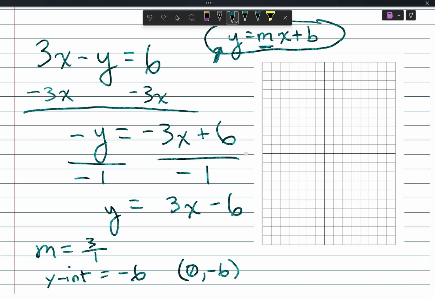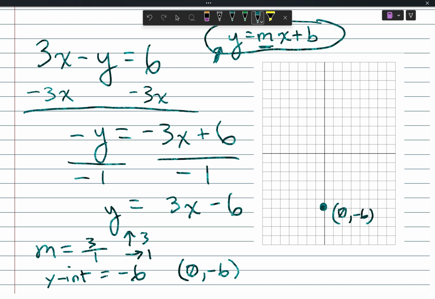Either way, you go to 0, negative 6. So let's say that's the origin right there. You go 1, 2, 3, 4, 5, 6, and make your dot. Go to 0, negative 6 and make your dot. All right, so from 0, negative 6, let's label that, you go up 3 and to the right 1, because we said positive for the numerator.